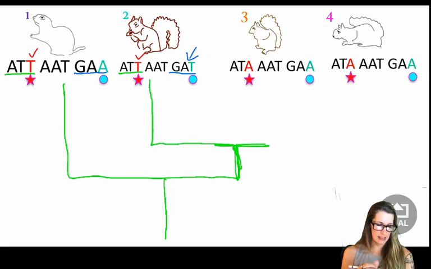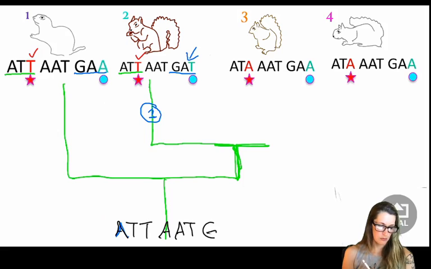If that is the case, then for this to happen, we needed one change in that lineage from the sequence of the ground squirrel. So what we believe to be the ancestral sequence required one change. So we have one base that changed.